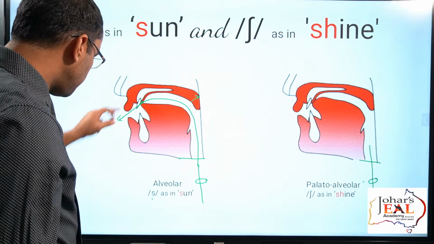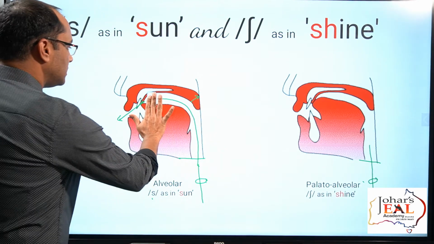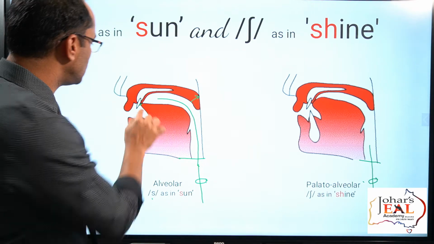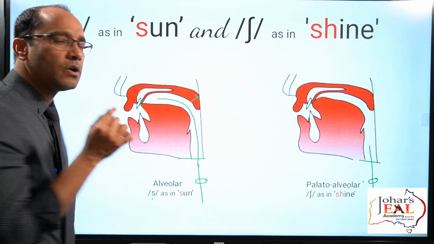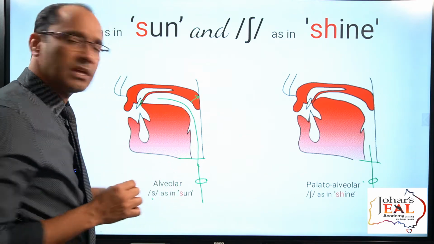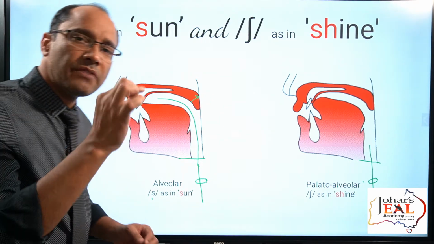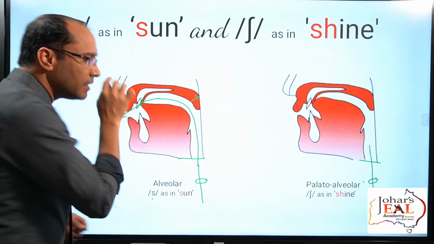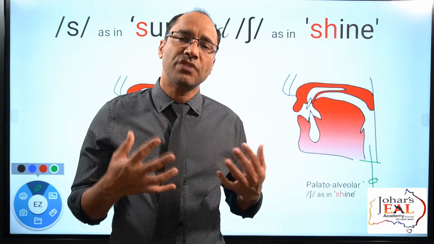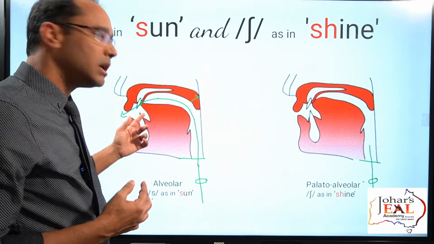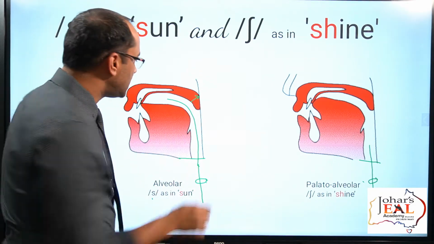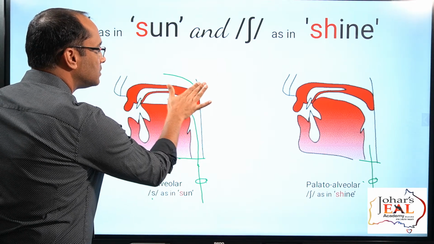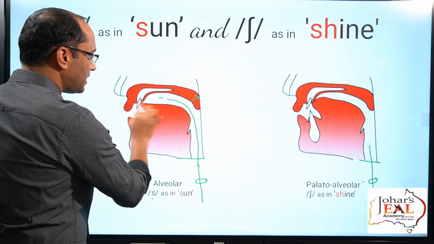So what is the position of these articulators? You see, the tip of the tongue goes very close to this part. This part is the teeth ridge, or we call it the alveolus. There is a very narrow gap between the two, and when the air passes through it, there is friction. That's why these are called fricative sounds. No air passes through the nose; it passes only through this oral passage.